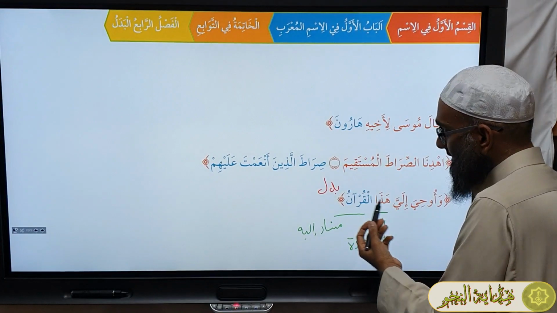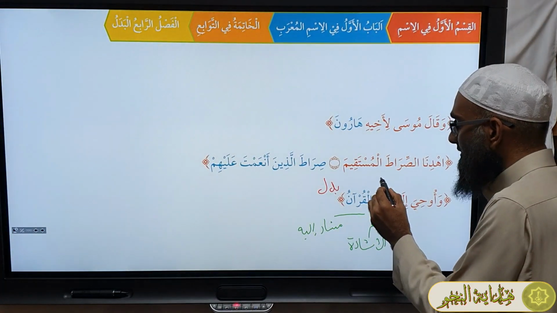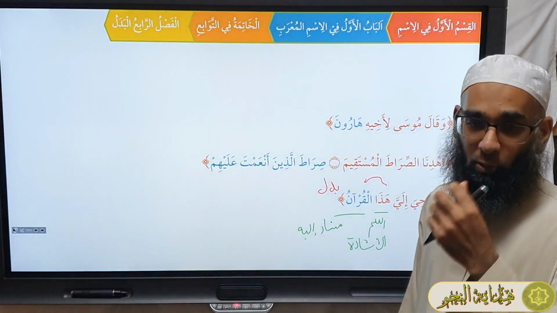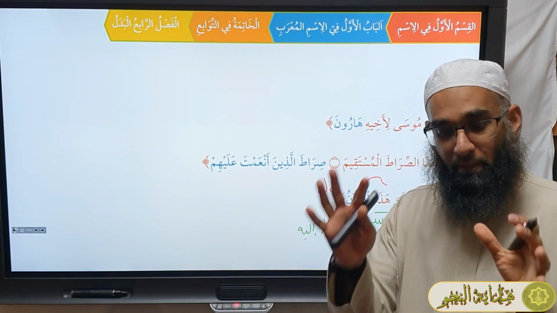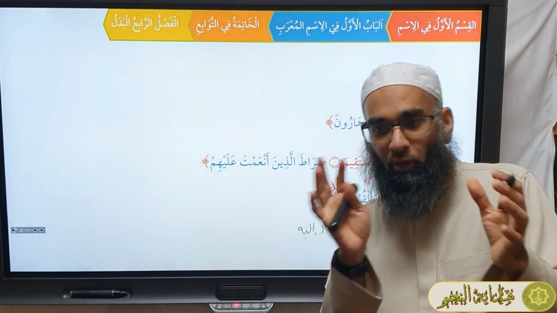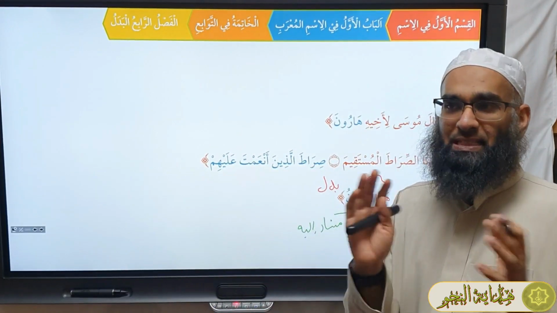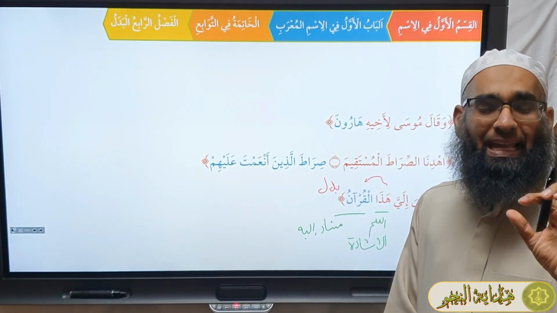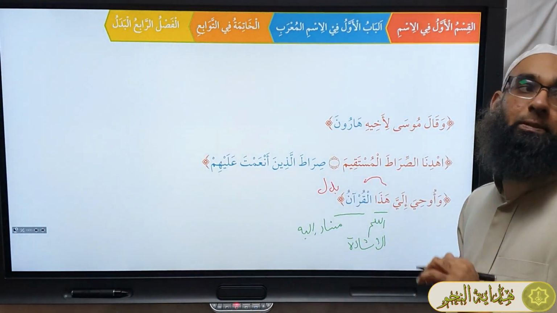So hada is the same as the Quran, but hada just gives additional information regarding the Quran. So yes, Ismul Ishara and Musharun Ilay is good. We do that to explain to the mubtadi, the beginner, the meaning of what is being pointed towards. But in terms of Arab and technicalities, it is called the badal.